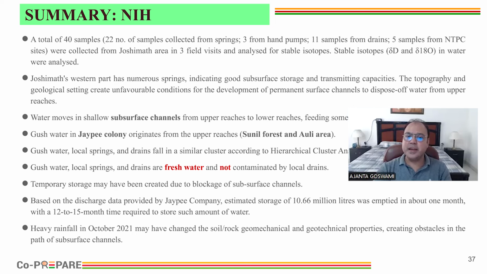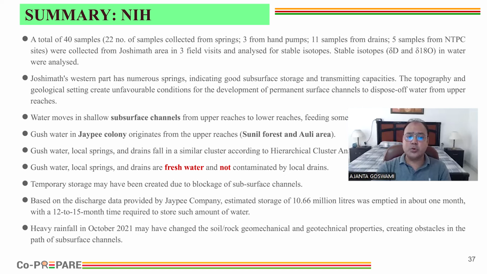Temporary storage may have been created due to blockage of subsurface channels. So their theory is that some temporary storage took place near the JP area, and that storage somehow broke down, it was punctured, and therefore this water came out. Based on discharge data provided by JP company, the estimated storage of this much water emptied in about 1 month, with 12 to 15 months required to store such an amount of water. So they have concluded that perhaps this much water had been stored there for the last 12 to 15 months, and then it was released during that event.